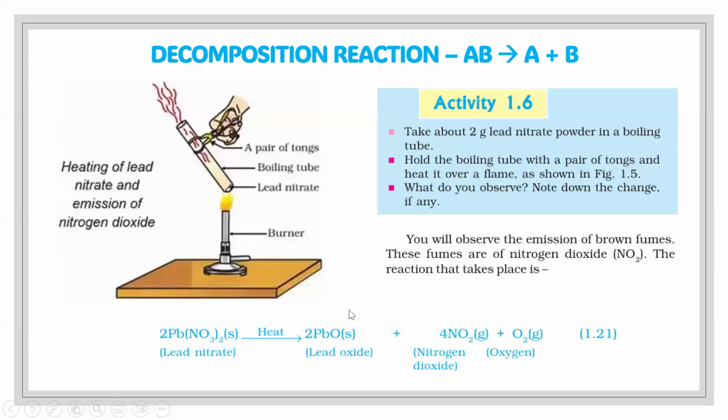Okay. Next one is activity 1.6. Here, lead nitrate we have to take. In a similar way, we have to heat it. We can observe that brown fumes are coming out. Here, the decomposition reaction is taking place. Lead nitrate upon heating will form lead oxide plus nitrogen dioxide. This nitrogen dioxide is a brown color gas. That's what we can see, that brown fumes are coming out. Plus oxygen. It is also an example of decomposition reaction.